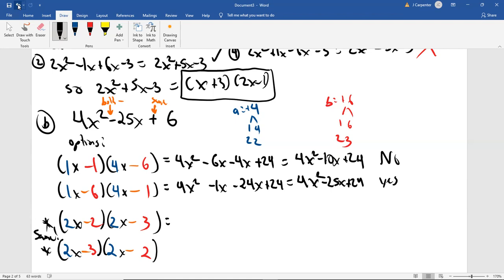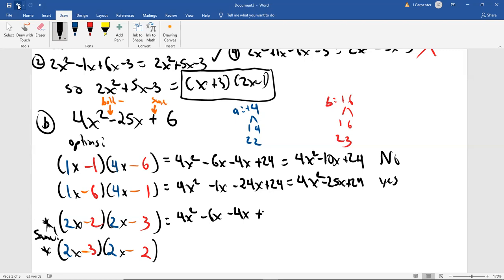I don't even have to check the third one, but just to be safe, I will. 2x times 2x is 4x squared. 2x times negative 3 is negative 6x. Negative 2 times 2x is negative 4x. I feel like I goofed somewhere. No, that's right. And then negative 2 times negative 3 is a positive 6.